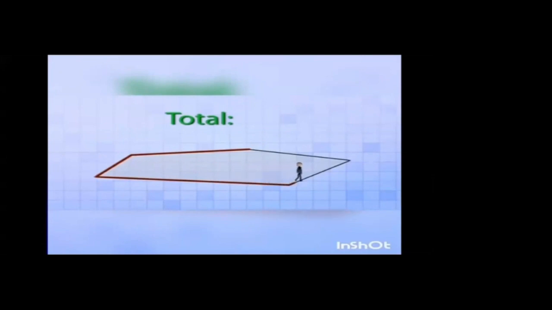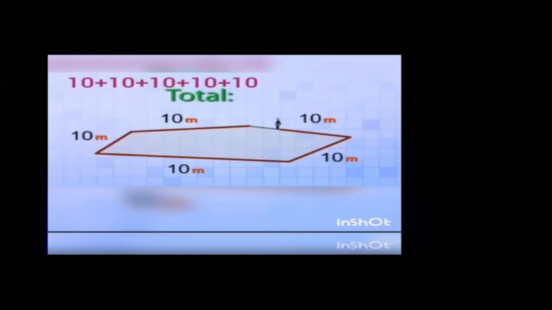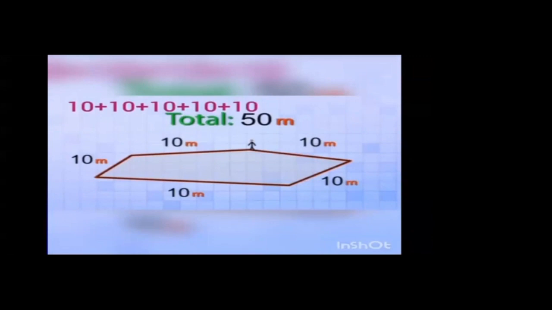So the total distance covered by the man is the perimeter, and each side of this figure is 10 meter. Therefore, the total sides are 5. So 10 plus 10 plus 10 plus 10 plus 10. We have added 10 5 times and we got the answer 50. Again, we should not forget to write the unit. The unit is given in the figure and the unit means measuring unit. The unit is meter. So the answer is 50 meter.